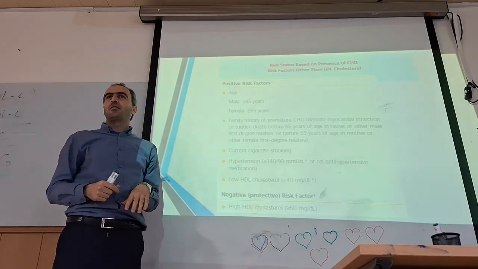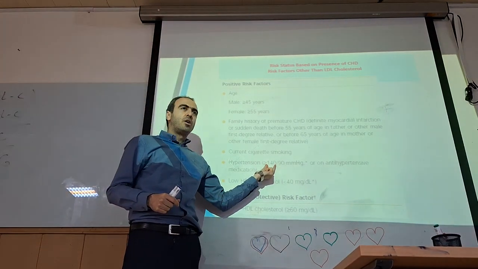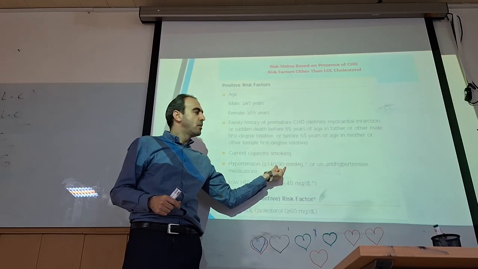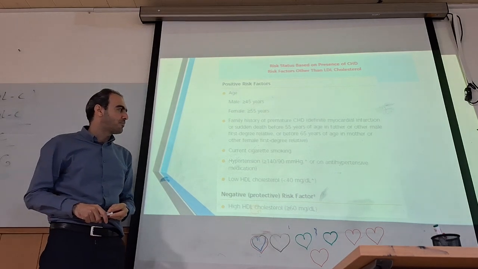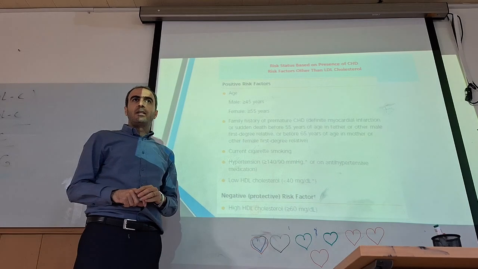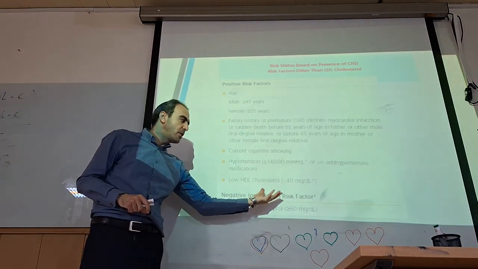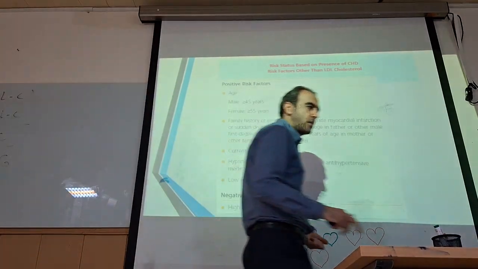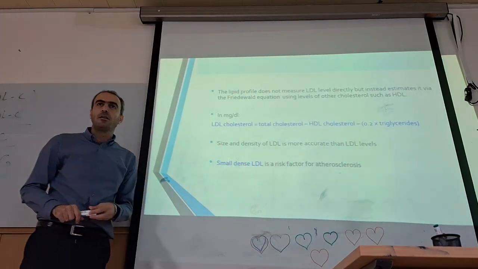Hypertension, blood pressure more than 140 systolic and 90 diastolic, is another risk factor. And low HDL cholesterol, less than 40, is another positive risk factor. The negative or protective risk factor is a high level of HDL. A high level of HDL is a negative risk factor. Does HDL turn into CETB? Yes.